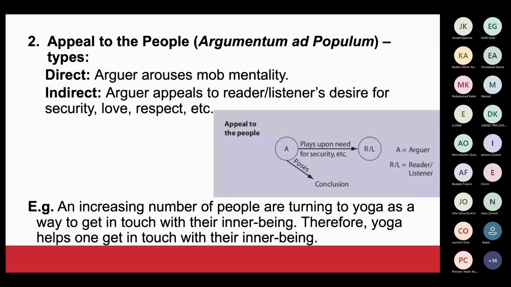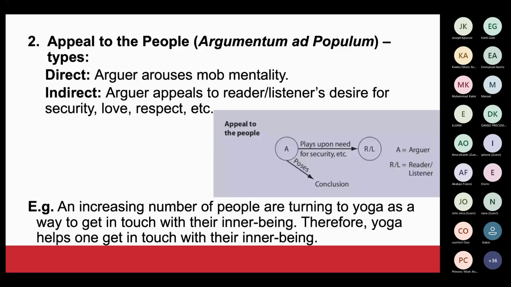For instance, you come to the appeal to the people, where you may arouse a mob mentality, like an "everybody is doing it" sort of argument. This is where peer pressure comes in. Everybody is doing it, so you have to do it. Everybody is using it, so you have to use it. If you want to be a woman, this is the salon where you have to do your hair. That's mob mentality, right?